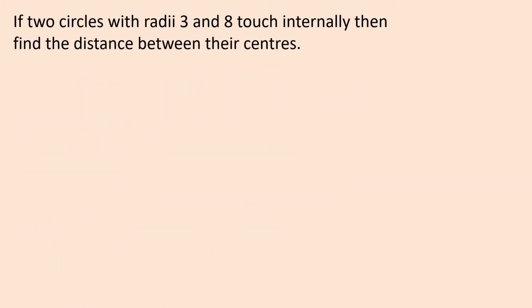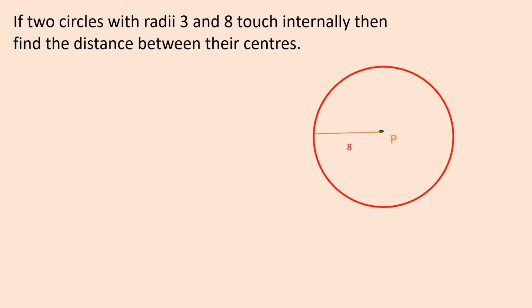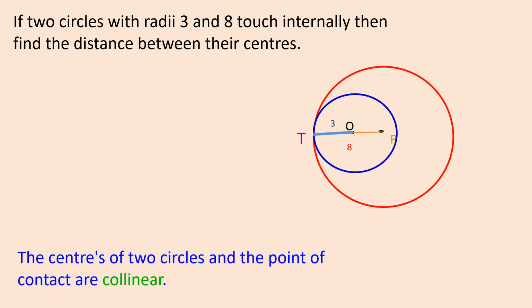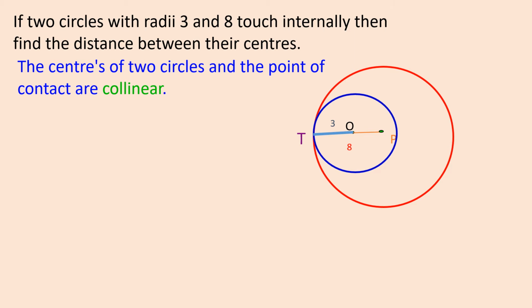Let us see if the two circles with the radius 3 and 8 touch internally, then find the distance between their centers, just related to the previous one. So see here, we have to find out the distance between their centers. We have two circles, first circle here with radius 8 centimeter and center P. Second one, we have radius 3 centimeter, and here they have one point common T. As you have done just now, point T, point O and point P are collinear points.